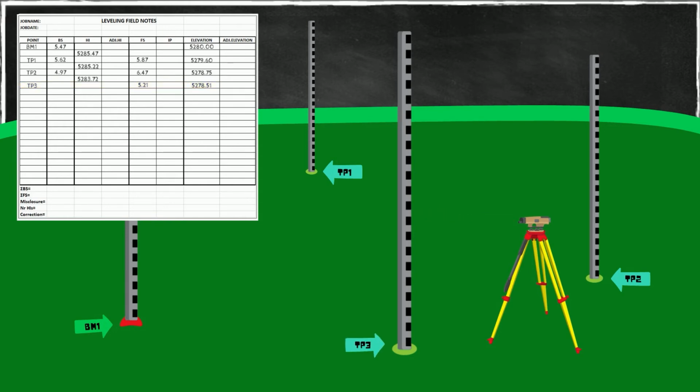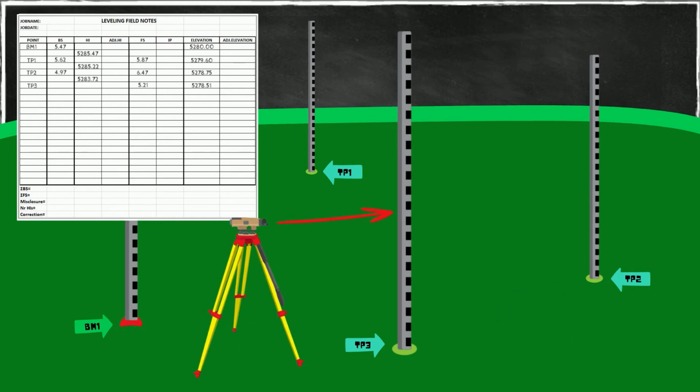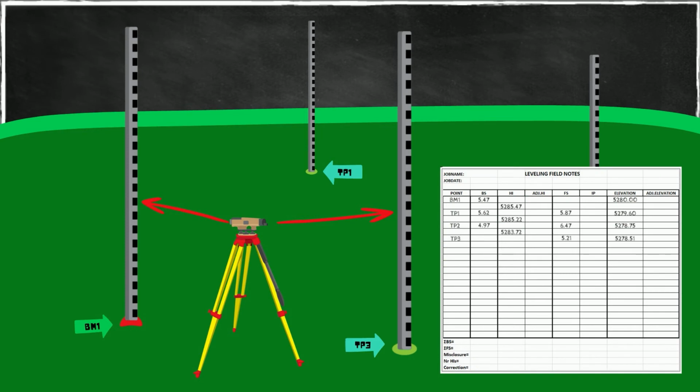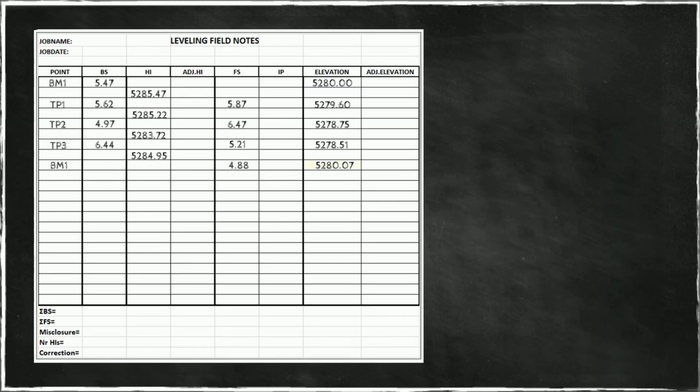Now we're going to move the instrument over here, and we're going to take a backsight reading and then a foresight reading towards our starting point. Here's our backsight reading to TP3, and then a foresight reading to BM1. We end up with an elevation that is calculated around the loop. A new elevation for TP1.